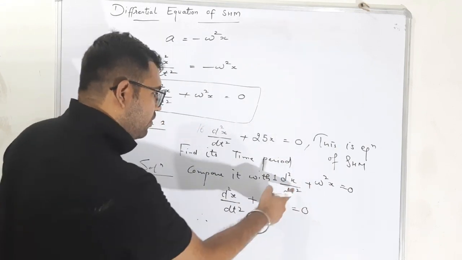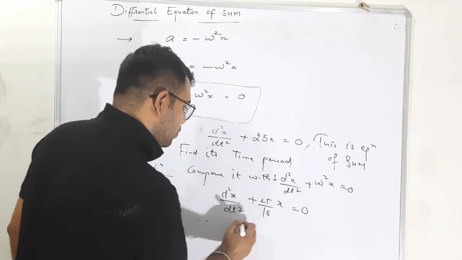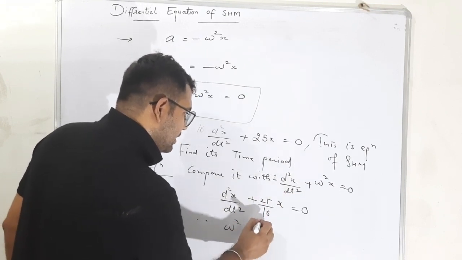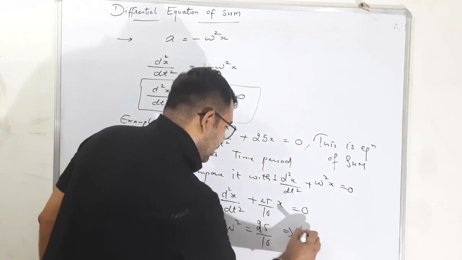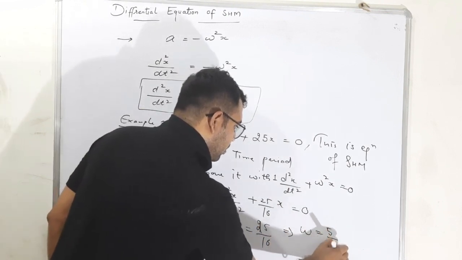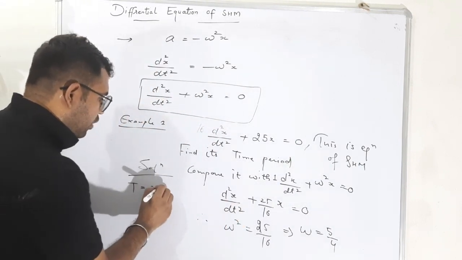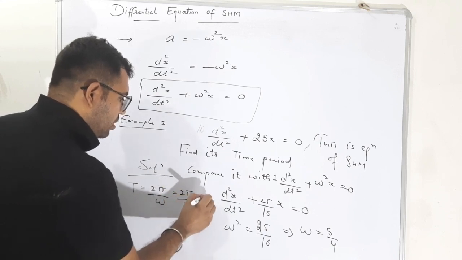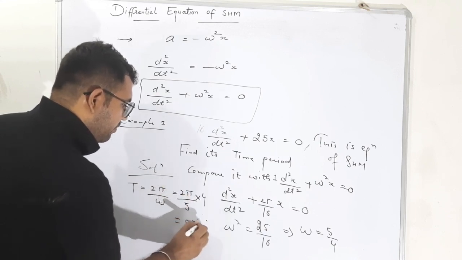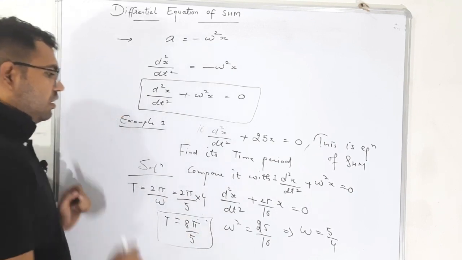On comparing, you can find that 25 by 16 is omega square. So omega square equals 25 by 16. That means omega equals 5 by 4. If omega equals 5 by 4, then time period equals 2 pi by omega. That means 2 pi by 5 by 4, that is 8 pi by 5, sorry. So this is the time period.